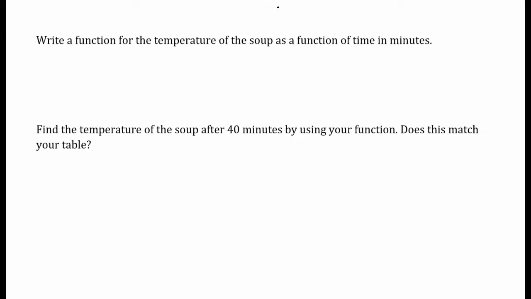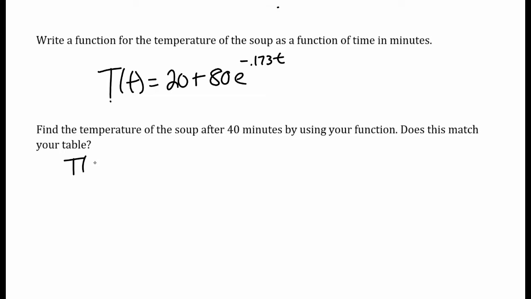Write a function for the temperature of the soup as a function of time in minutes. So, using Newton's law of cooling, the temperature is 20 plus 80 e to the negative 0.173 t. All I did was go to that Newton's law of cooling that we set up and plug in our k value. Find the temperature of the soup after 40 minutes by using your function. So we want to find T of 40. So we're going to plug in a 40 for t and type that into our calculator.